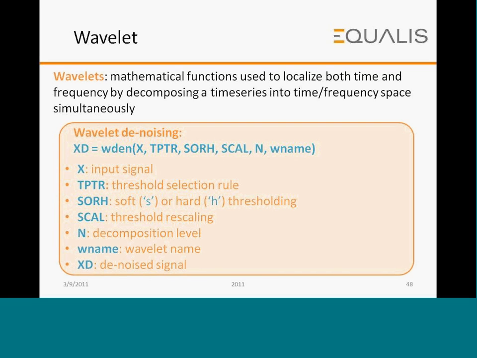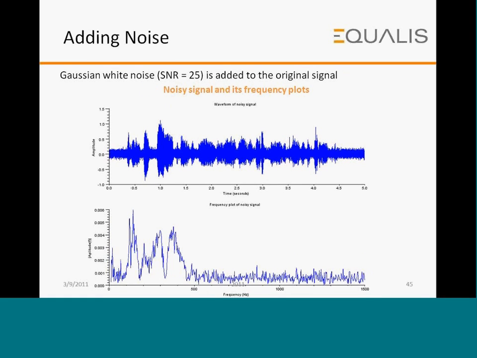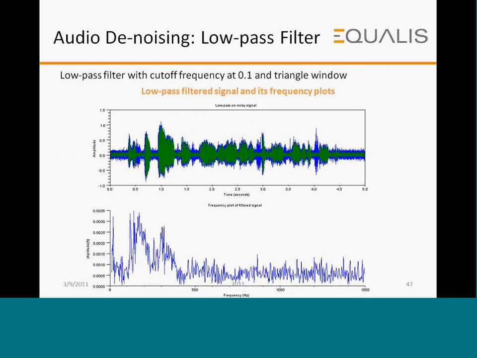Wavelets are mathematical functions used to localize both time and frequency by decomposing a time series into time and frequency space simultaneously. The reason I'm jumping to wavelets here is that this shows the filtering performed using a low pass filter, and it's no good because I started with this data and I made it noisy. When my filter works perfectly, I should get something as good as this output, but I'm not getting it. It's as bad as this. So I want to move to something better.